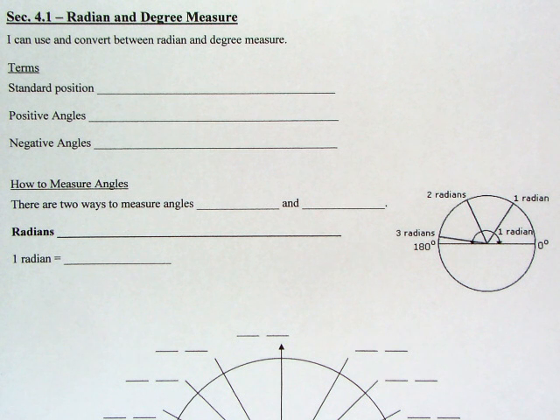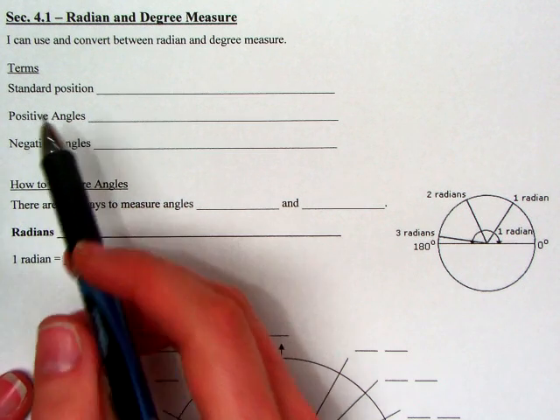Okay, this is section 4.1, and today we're going to start a chapter all about trig. And we start off that chapter by talking about radian and degree measure. I know you've seen this before in Algebra 2, and we're going to take it a couple steps farther here in pre-calc. So to start out, we want to be able to talk about angles in a couple different ways.